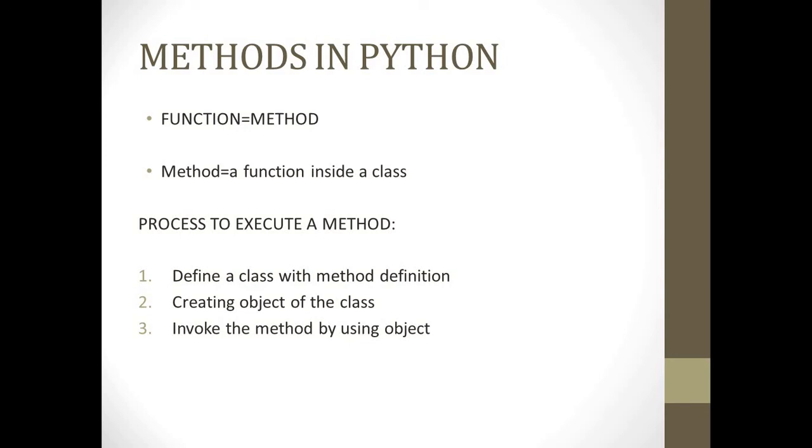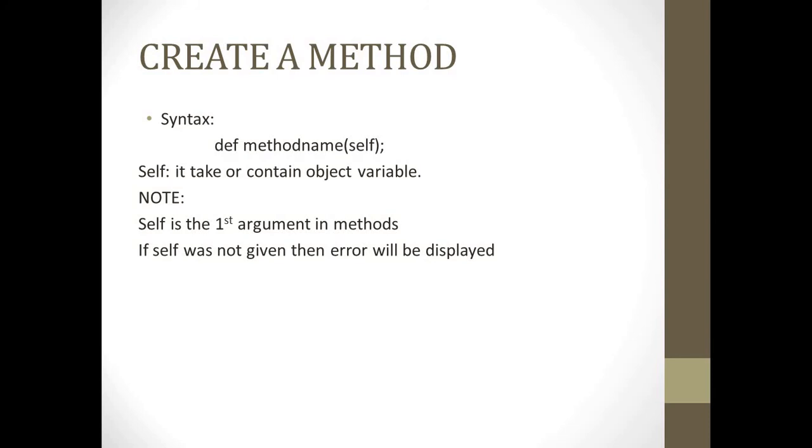Means what? We have to create an object for the class. I will be creating an object for the class and invoking the method by using the object. We have to call the method name with the help of the object. So here is how we can create a method.